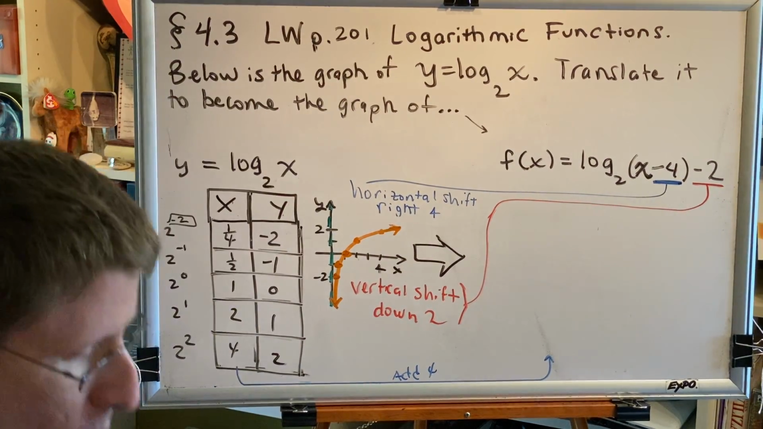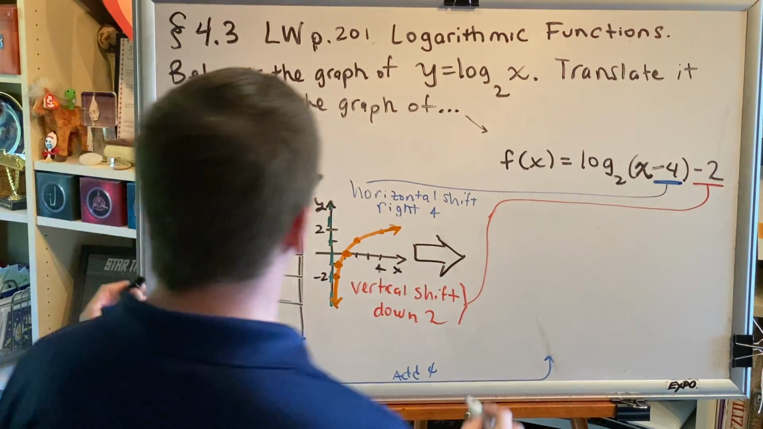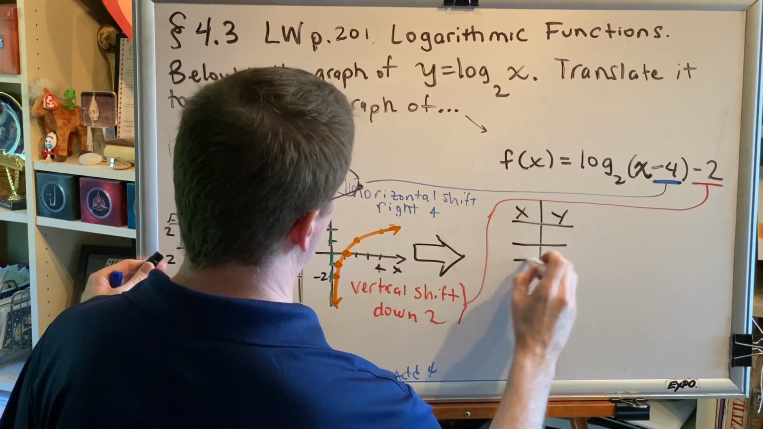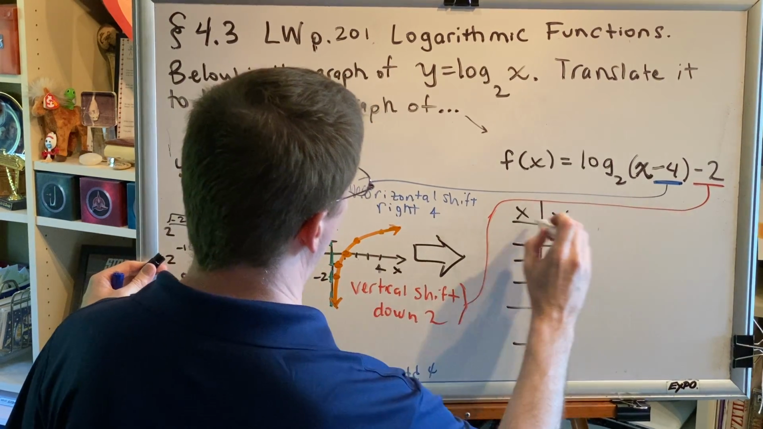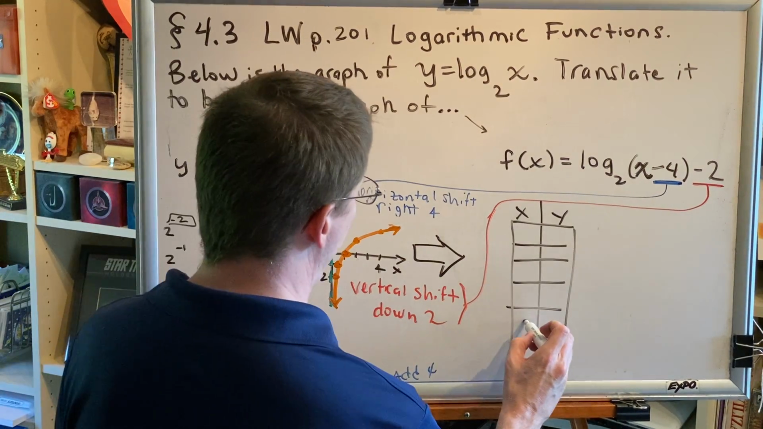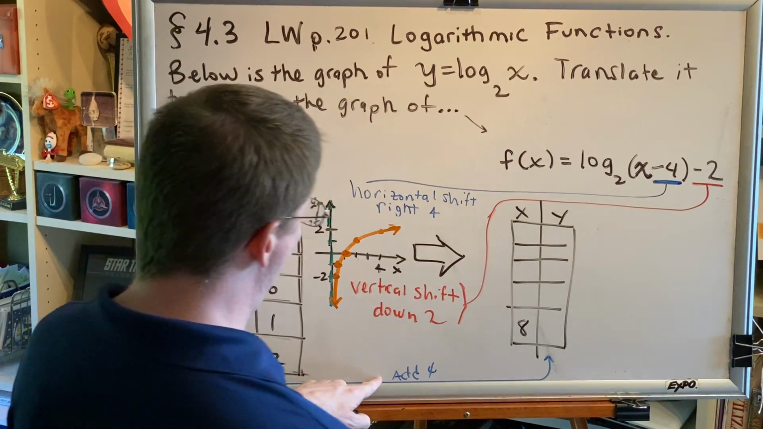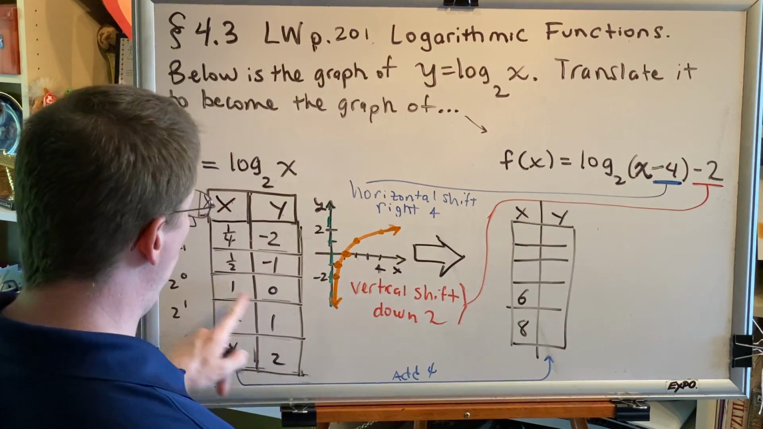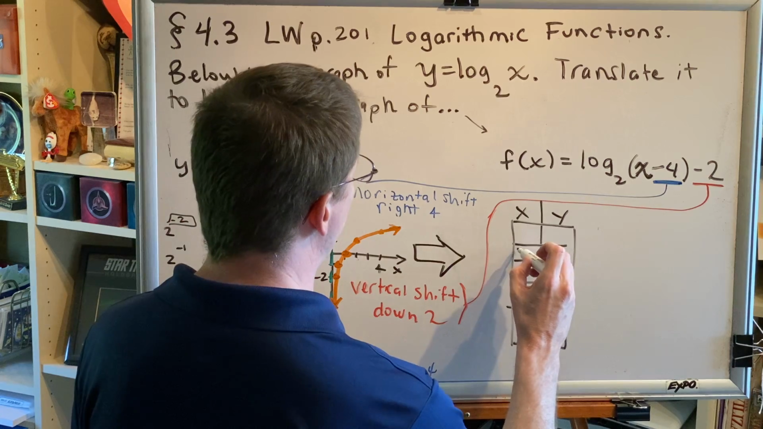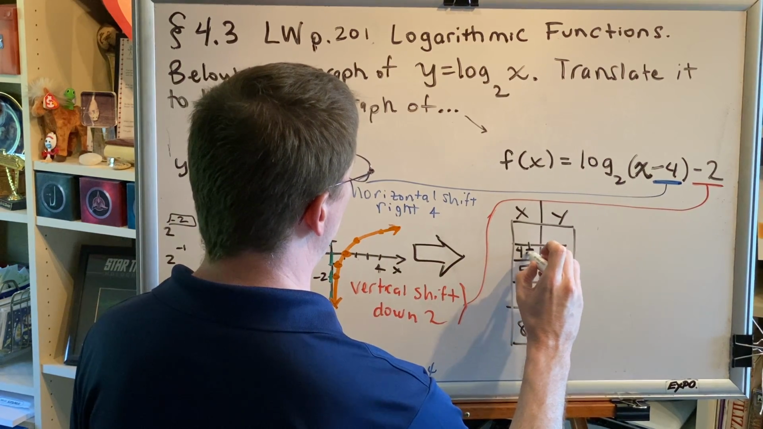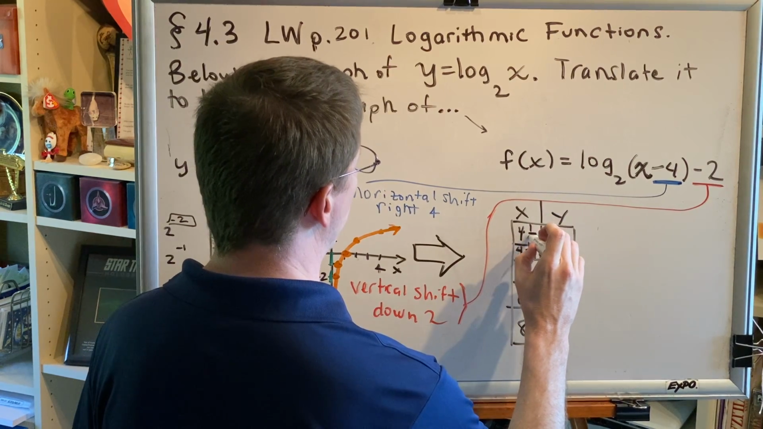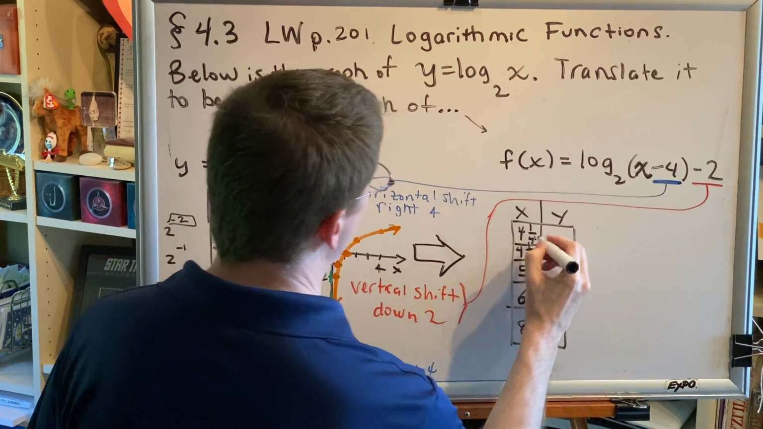So let's make our table of points. And we'll add 4 to all of our x's. Here we go. 1, 2, 3, 4, 5 rows. And we're adding 4. All right, so 4 add 4 is 8. 2 add 4 is 6. 1 add 4 is 5. Half add 4 is 4 1/2. Quarter add 4 is 4 1/4. All right, there we go.